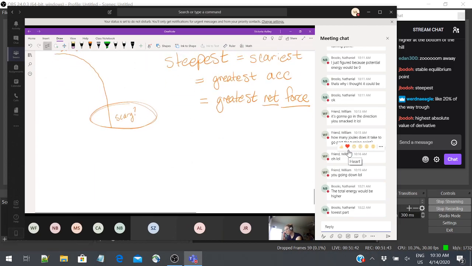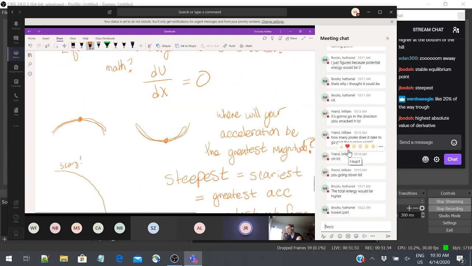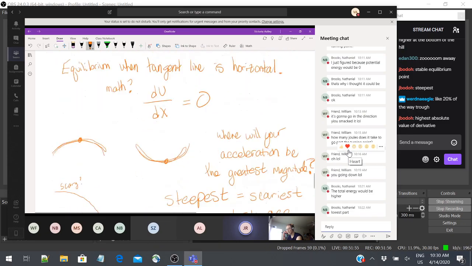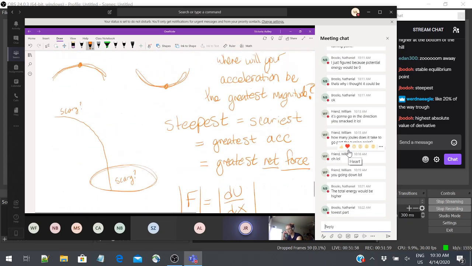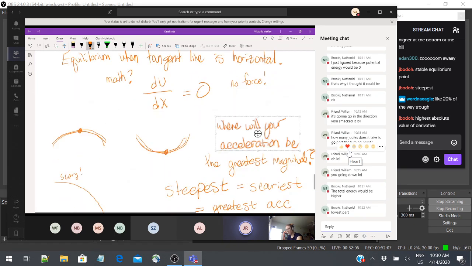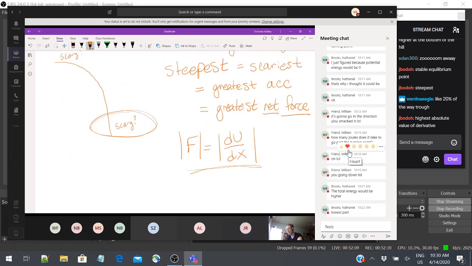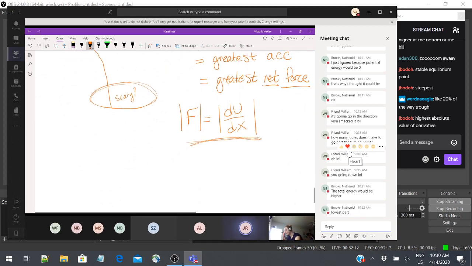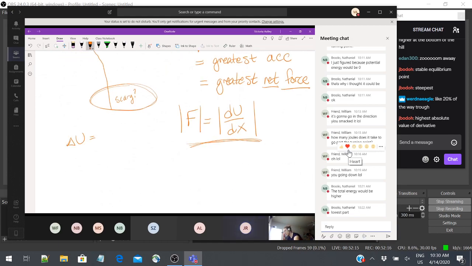Yep. So where we're going with this is that the force is essentially the derivative of your potential energy graph. So when your tangent line is horizontal, that means there's no force. That's what an equilibrium point means. When your graph is really steep, you have a heck of a lot of force, right? And this makes sense because delta U equals work done, but our work done is the integral of force over distance.